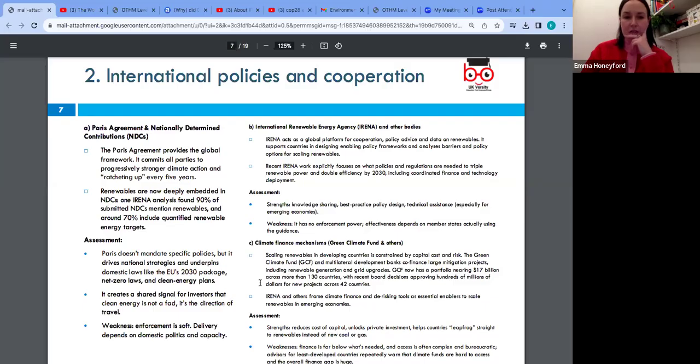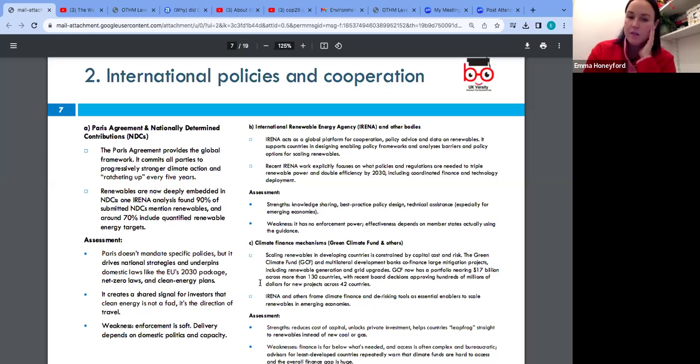So an assessment of this instrument is that the Paris Agreement doesn't mandate specific policies, but it drives national strategies and underpins domestic laws, like the EU's 2030 package, net zero laws and clean energy plans. So it doesn't give a specific roadmap of how countries should get to aligning goals to not go over 1.5 degrees, but it has seen countries create their own roadmaps, so that is positive. So it creates a shared signal for investors that clean energy is not a fad, it's a direction of travel. So it makes good business sense now to invest in green energy.